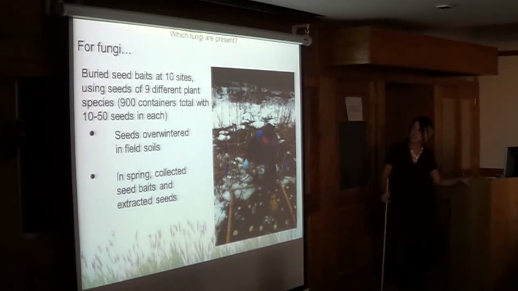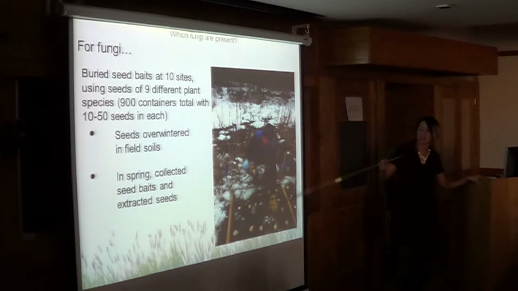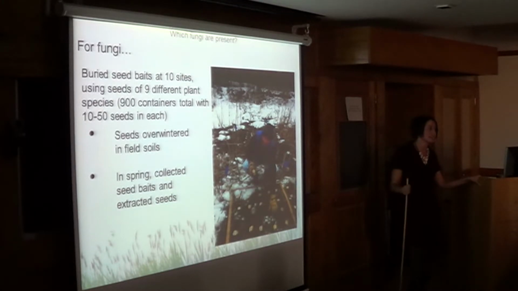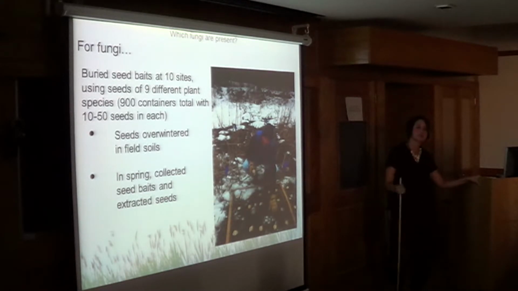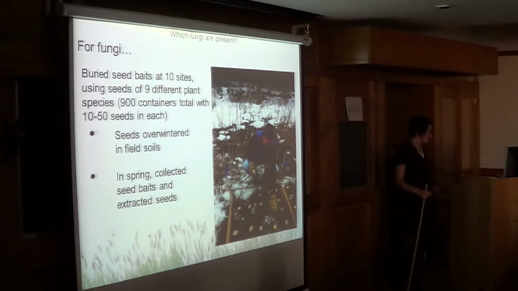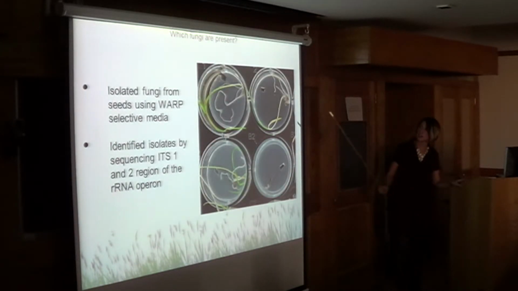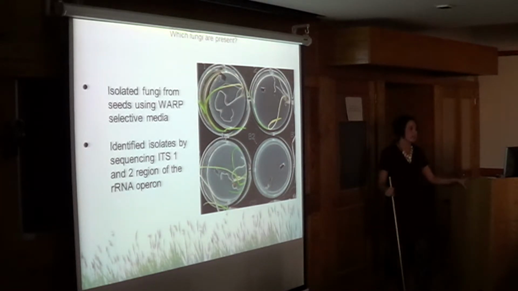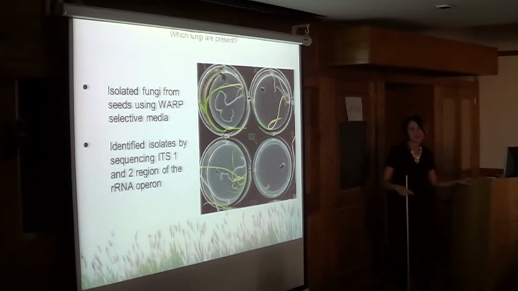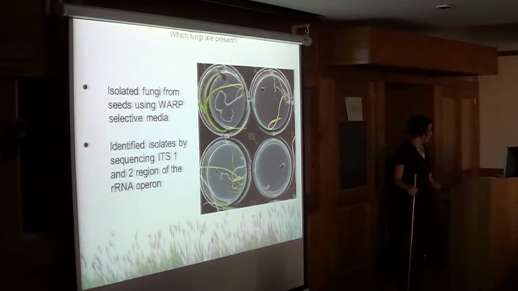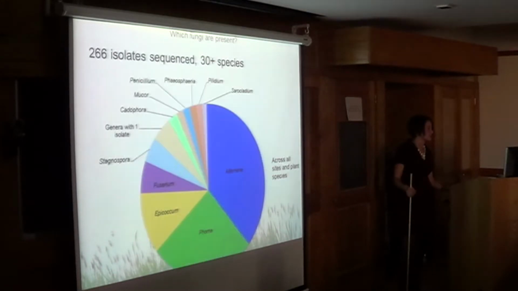So to look at fungi, we took a little different approach. You can see my fantastic field assistant here planting containers in January. And we buried seed baits at 10 sites using seeds of 9 different plant species. And these seeds overwintered in the field, and in the spring we collected them, extracted the seeds from each container, and then we isolated fungi. So you can see this is a seed from one of those containers, and there's some hyphae growing out. So we took the hyphal tip from each isolate growing, and repeatedly transferred it so we could make sure we had a pure culture, and then we identified these isolates, sequencing them the same way.